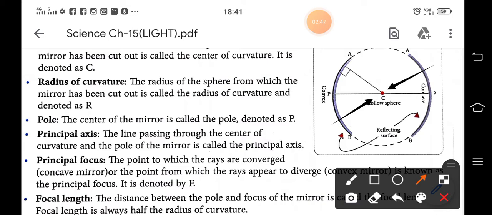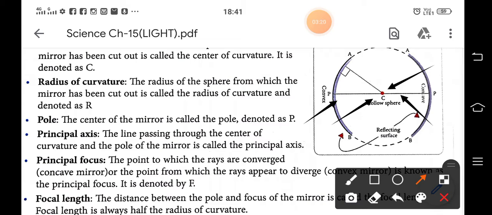Then the center of the mirror, denoted by P, is known as the pole. And the line passing through the center of curvature and the pole of the mirror is known as the principal axis.